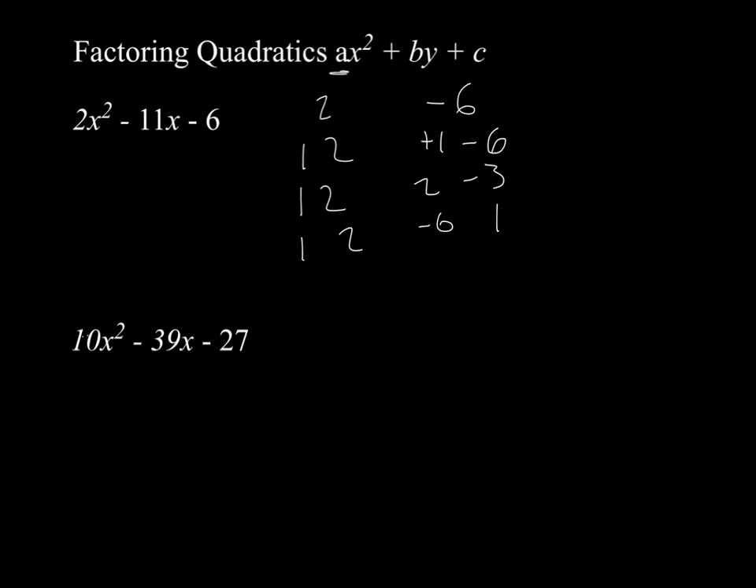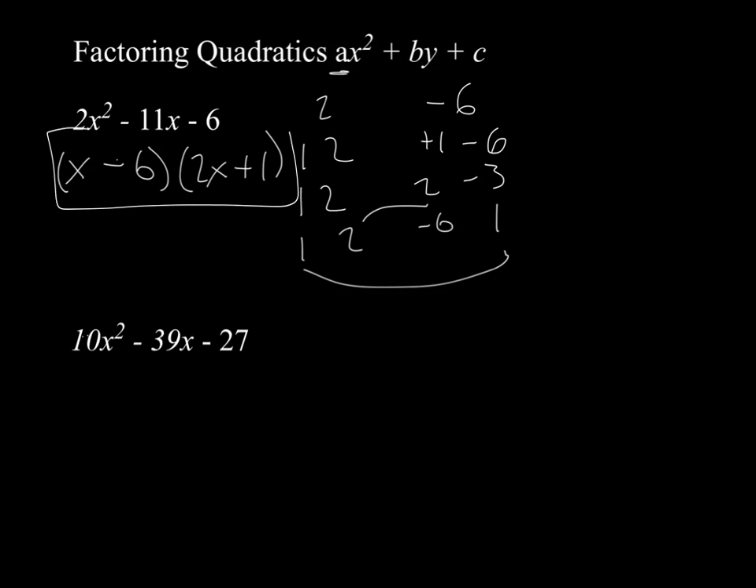Because I want the 1s to multiply, and I want the 2 and the negative 6 to multiply for the outer and inner. So I'm going to get x minus 6 and 2x plus 1. And if you do the FOIL here, first is going to get you 2x squared. Outer gives you x, inner gives you negative 12x, which does add to give you a negative 11. And negative 6 times 1 gives you a negative 6. So that does double check. So this is our final answer on that one.